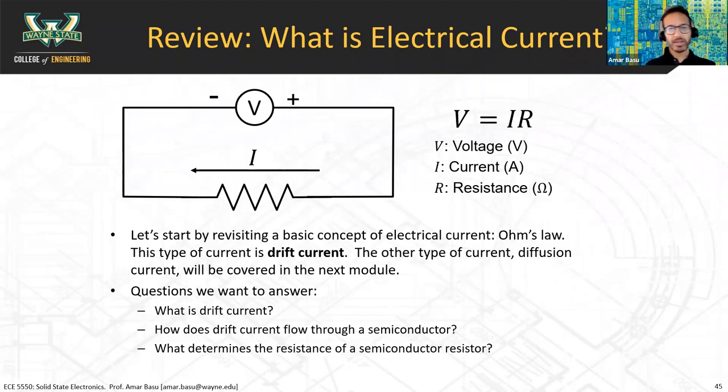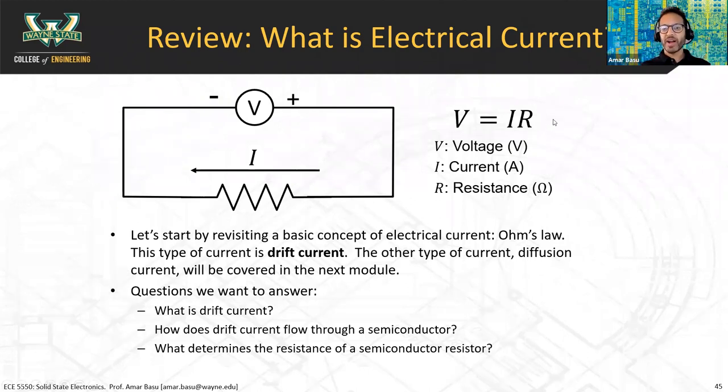If we look at what electrical current is, I want to start off with a very basic concept, Ohm's law. In your introductory electronics course, you talked about V equals IR: voltage equals current times resistance. And you've even done experiments in this. You apply a voltage, you measure a current with an ammeter. Now we're going to talk about what this looks like in a semiconductor.